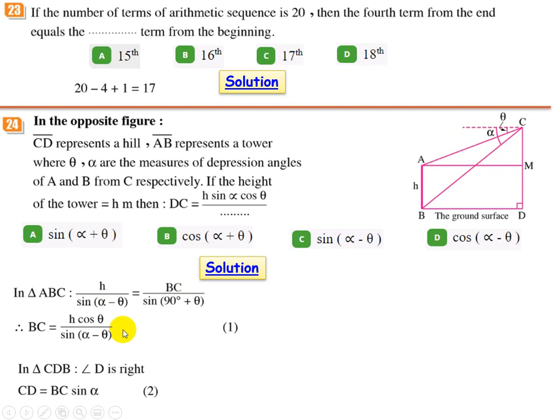This is number 1. Triangle CDB is a right-angled triangle at D. So you can get sine alpha equals CD over BC, and BC equals from 1. So substituting from 1, CD equals h cosine theta sine alpha over sine of the difference alpha minus theta.